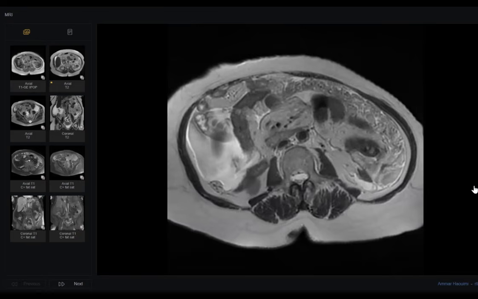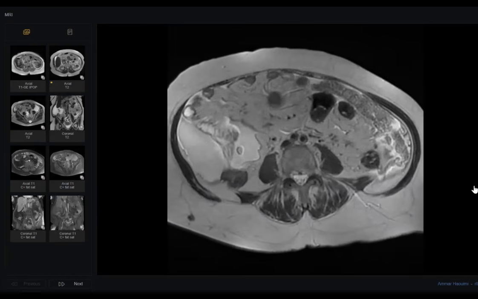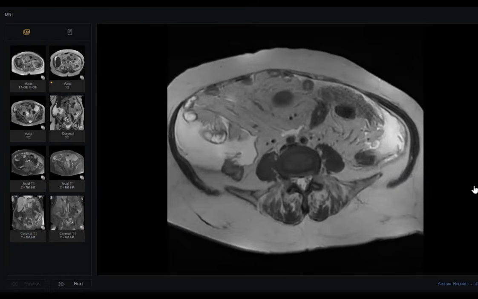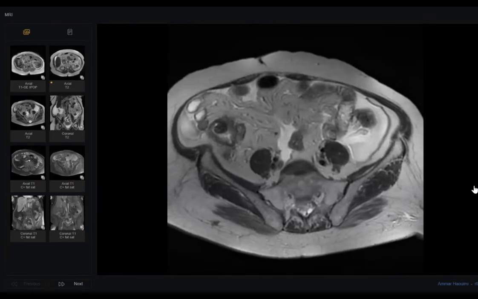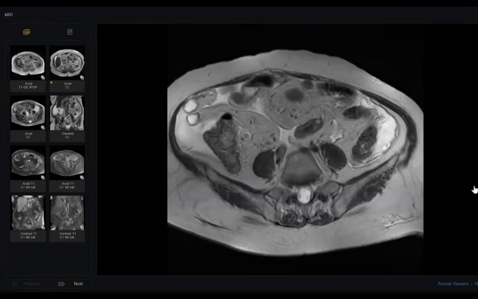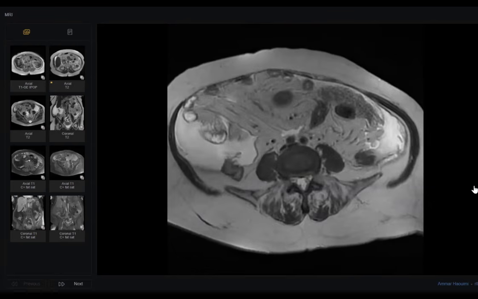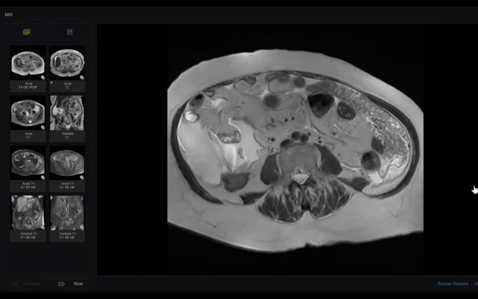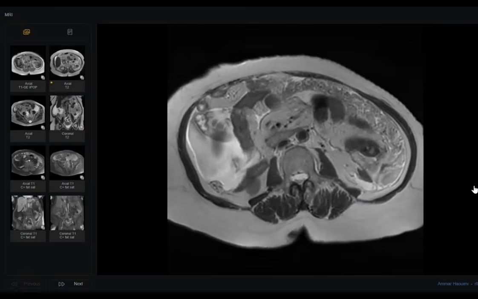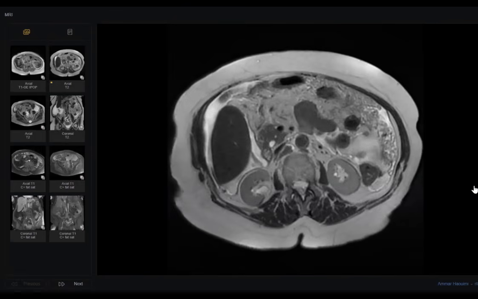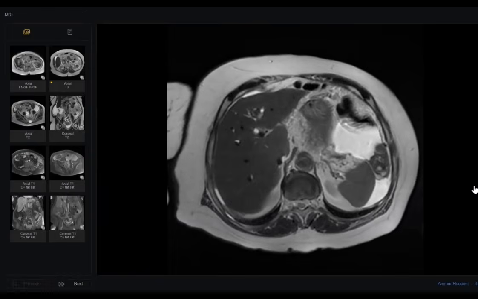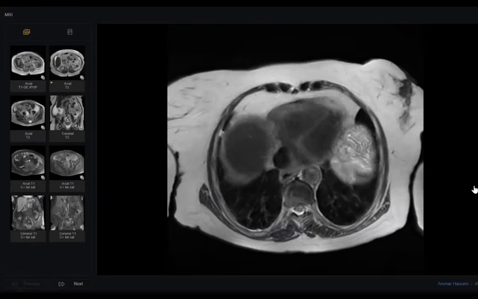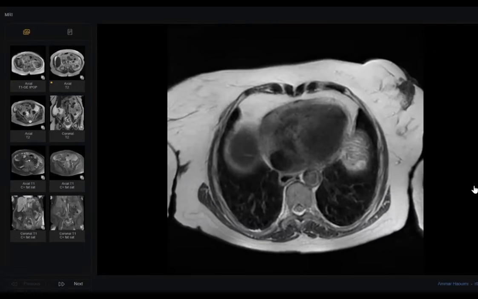Sir, I have been provided with the axial T2 weighted images of the abdomen and pelvis. I would like to scroll my set of images to have a look at the sequences. I'm sorry, sir, my net is a little bit slow. I'm going towards the upper abdomen. The first finding which I can appreciate is moderate abdominopelvic ascites.